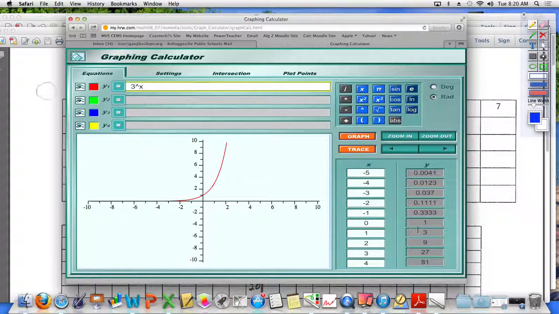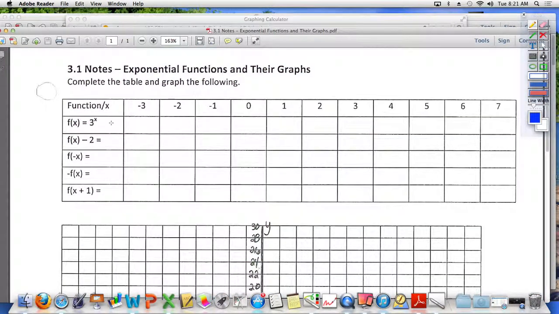So go ahead and either use the y equals function on your graphing calculator, or you can use the grapher on my website. So either way is fine. The second function that you need to graph is, it's not y equals, f of x minus 2. So it's the value of the function minus 2. Well, the function is 3 to the power of x. So really what you're doing in the second situation is taking 3 to the power of x minus 2.